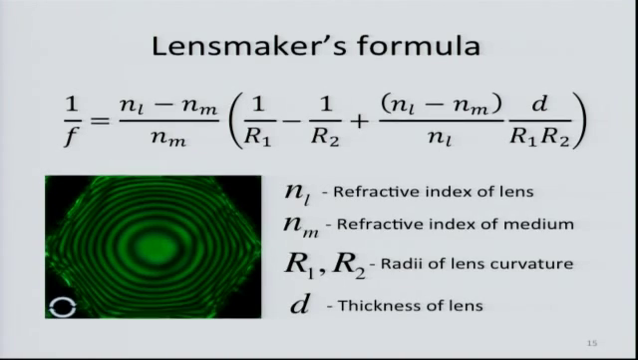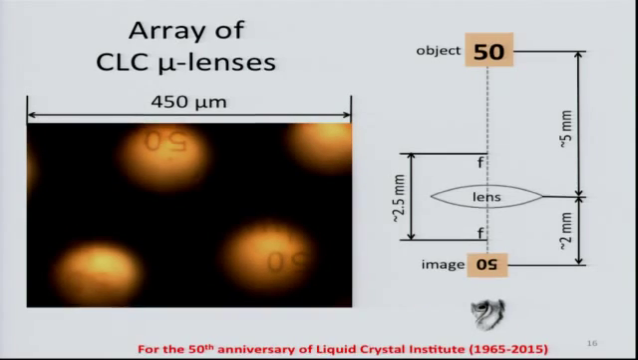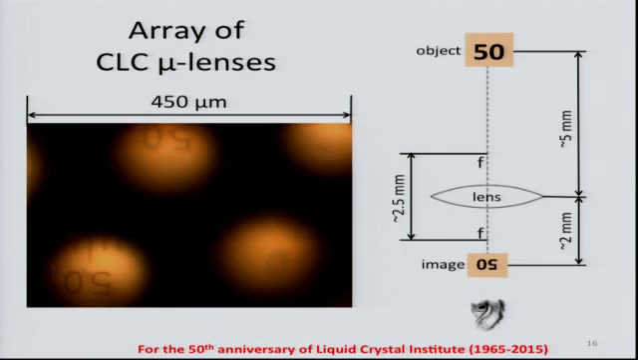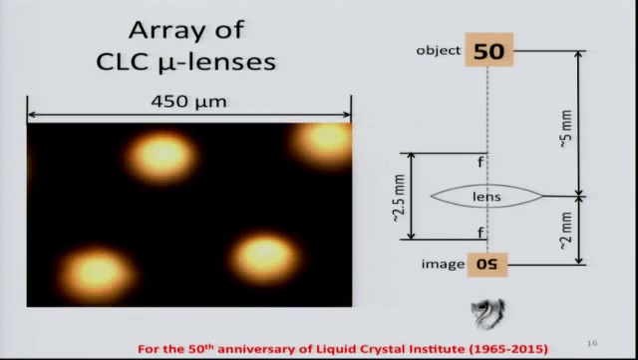So far, I showed a single cholesteric lens, but we can even see an array of inverted images if we use an array of such cholesteric microlenses.